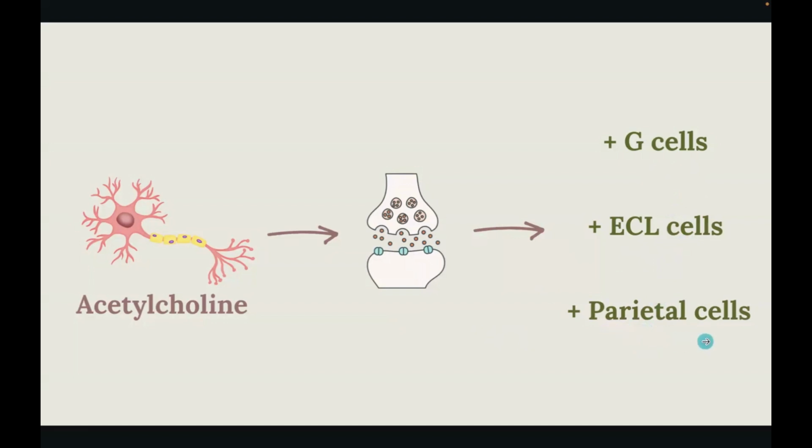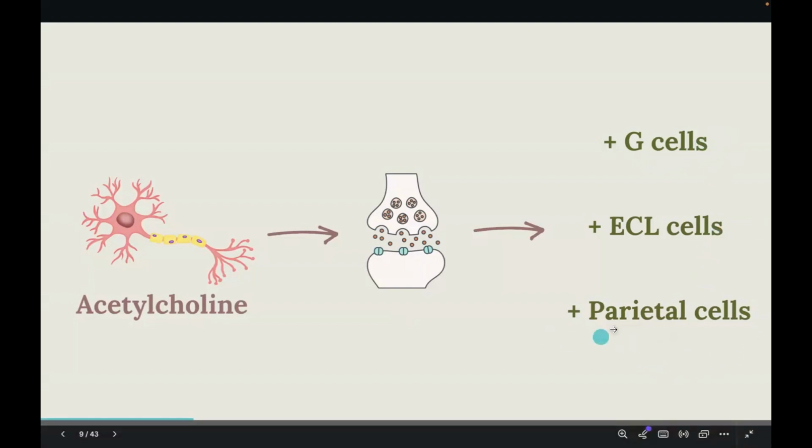It's going to go directly to stimulate the parietal cell for HCl. It's going to directly stimulate the ECL cells for histamine. And last, it's going to activate the G cells to release gastrin. And gastrin and ECL both go and stimulate the parietal cell. So this, I know, is a bit confusing.